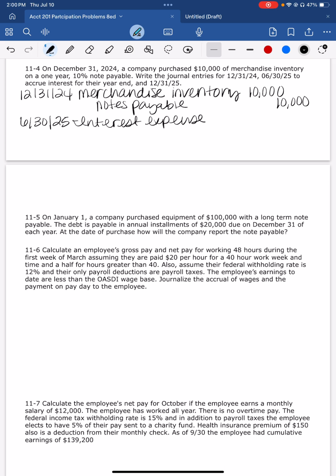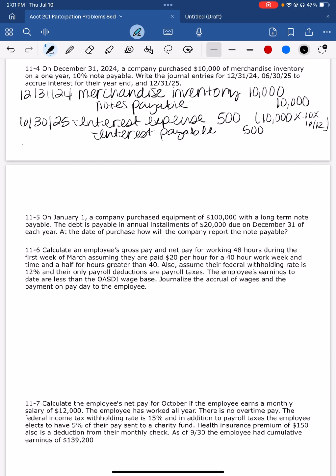So to calculate this, I'm going to write it over here. We're going to take the amount that we borrowed times the interest rate times the time that has passed, which is 6 divided by 12. So 10,000 times 10% divided in half gives us $500 that we haven't paid yet, but we will pay for interest when this is due. So for now, we're going to put in a liability account called interest payable.